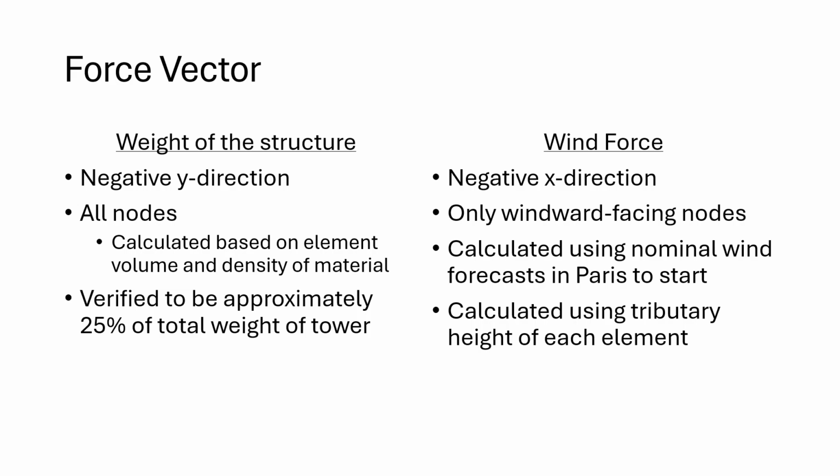I use what's known as tributary height, which essentially accounts for how much of the total wind pressure is being influenced by a particular length of an element. I use that to determine what the force was for each individual element to account for the total magnitude of the wind.